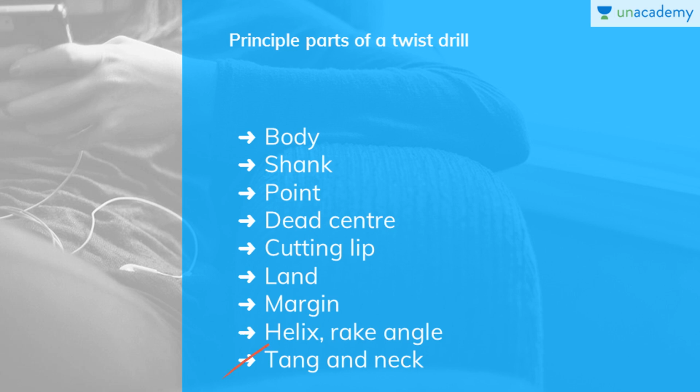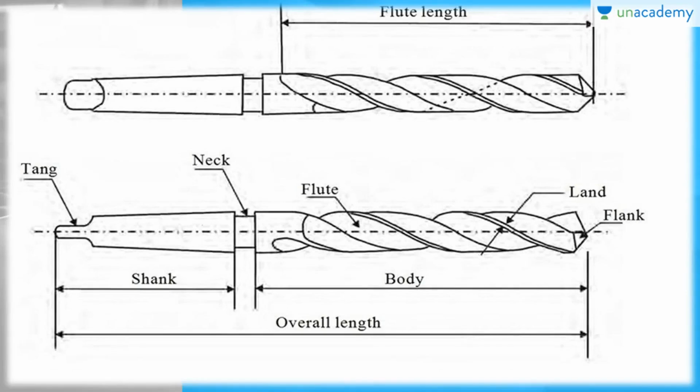Then you have the tang and neck. The tang is the flattened end of the tapered shank, and the neck is the step down portion between the shank and the body. So you can see in the figure over here, this is the flute length, and from this to the flute length is called the helix angle.